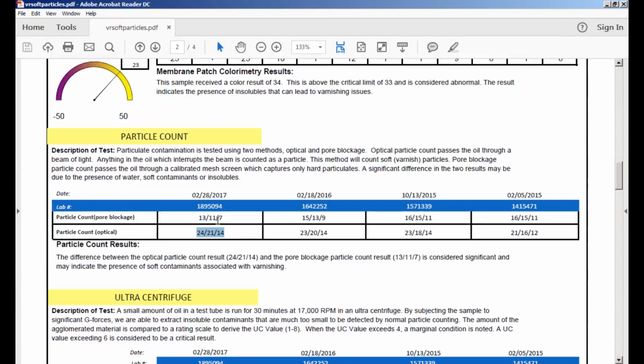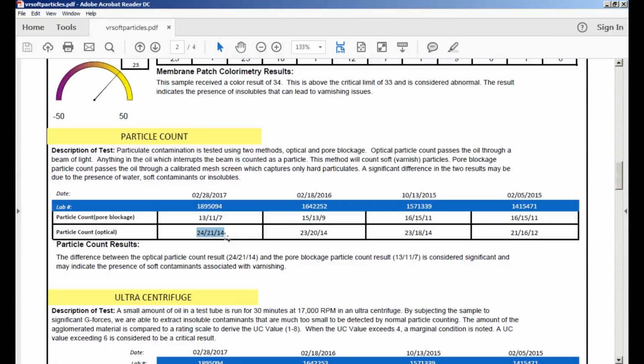So we have a very clean pore blockage and a very dirty optical. What happens? Well, as long as we don't have some type of interference like water, this is usually an indication of what we call soft particulates. Again, they're kind of like varnish precursors. The optical particle counter can see them, but when we run the pore blockage, it pushes through the pores. It's soft enough to squeeze through. It doesn't block the pore like a hard particle would.